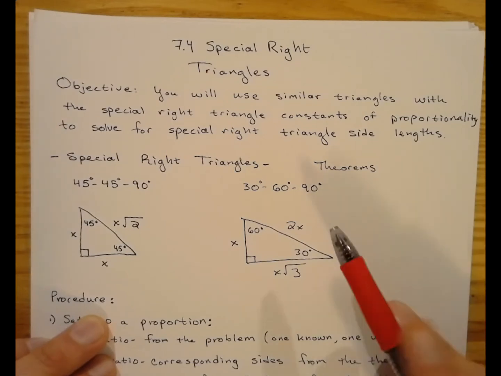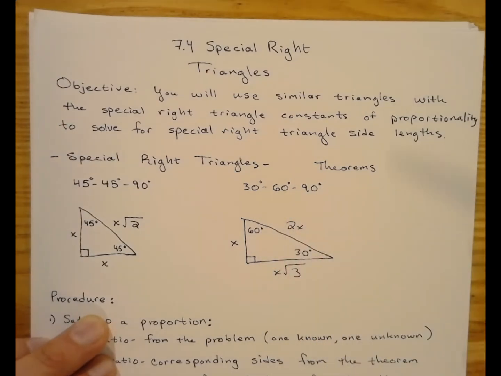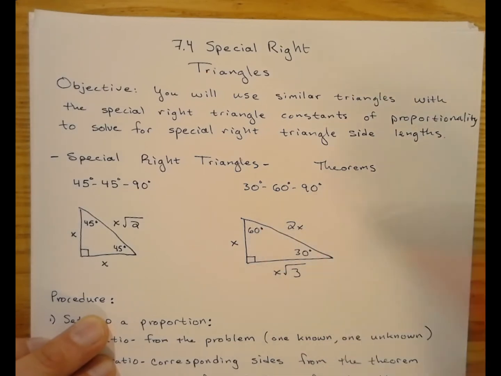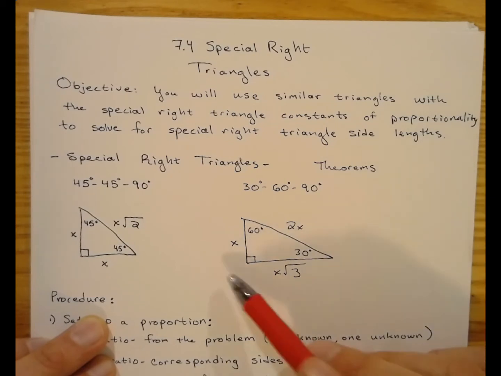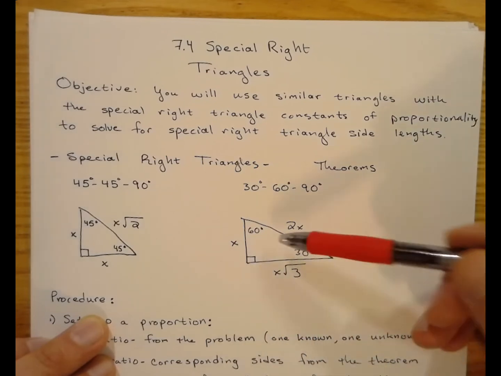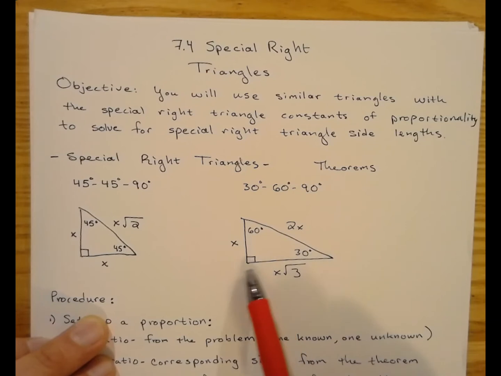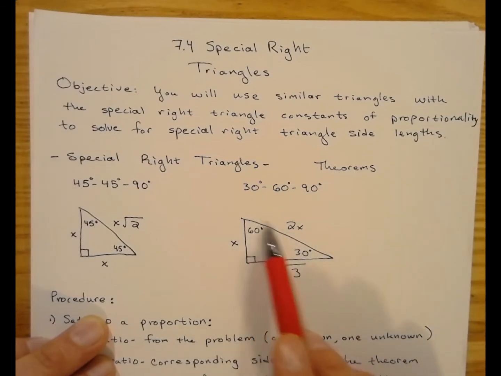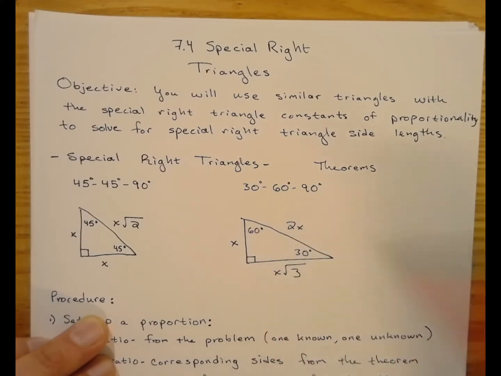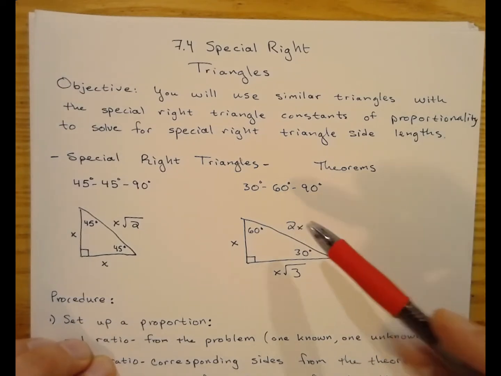The next theorem is the 30-60-90, and this is a right triangle with acute angles 30 degrees and 60 degrees. The shortest side is x. We know it's the shortest side because it's across from the smallest angle. The medium side, or the longer leg, is going to be x times the square root of 3. And the hypotenuse of this special right triangle is going to be twice the short leg.